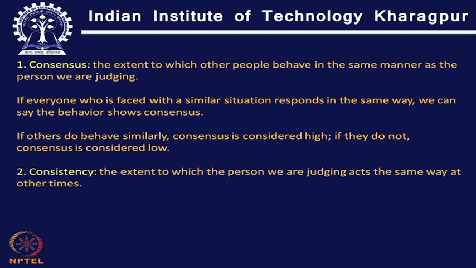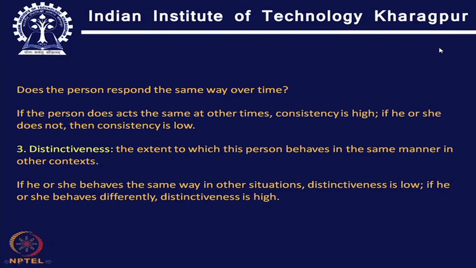Consistency is the extent to which the person we are judging acts the same way at other times. So, for the same person, whether his behavior is consistent over a particular period of time or not, and is not very specific to today's situation. So, the crucial factor for decision over here is time. Does the person respond the same way over time? If that person does similarly at other times also, then consistency is high, but if he or she does not, then consistency is low.